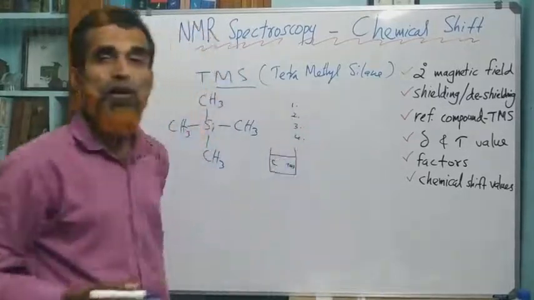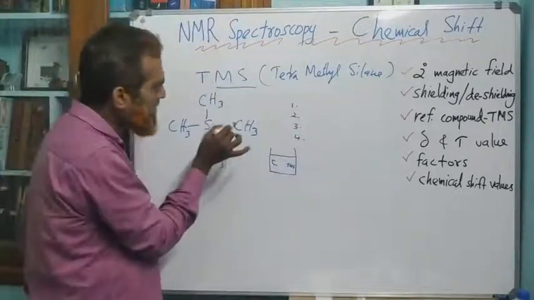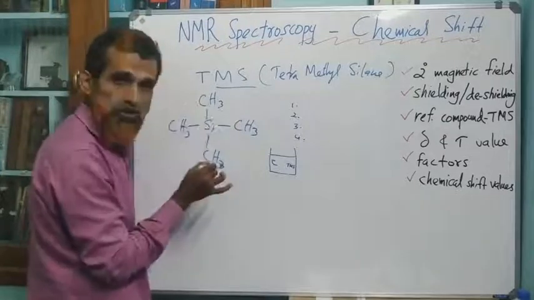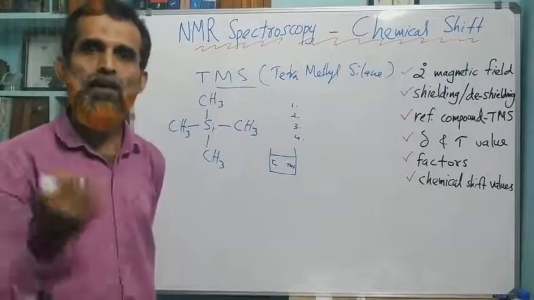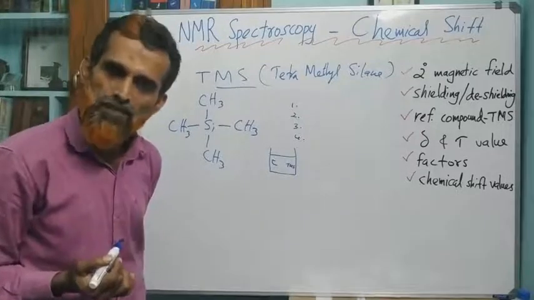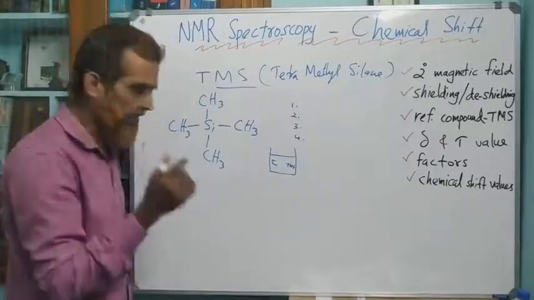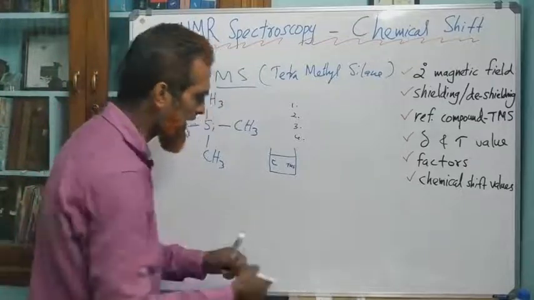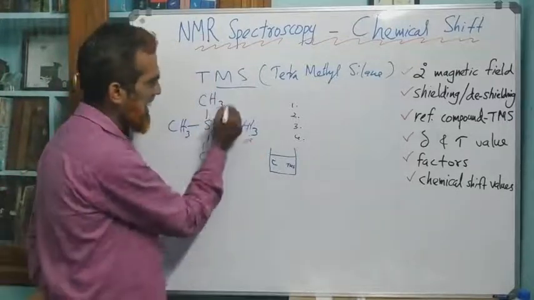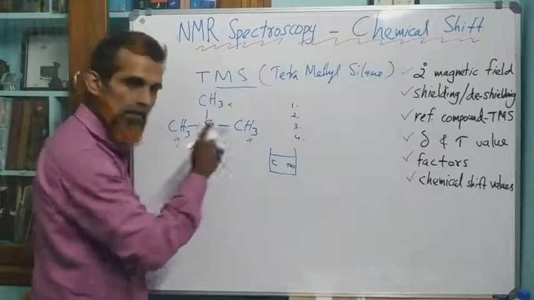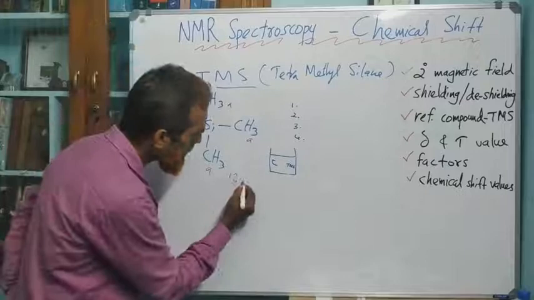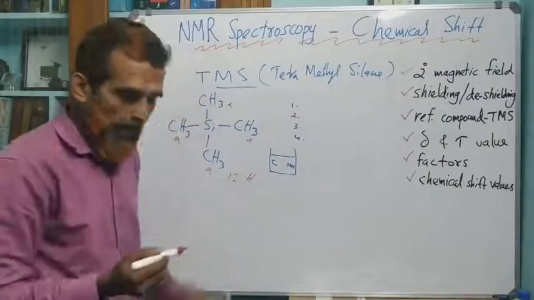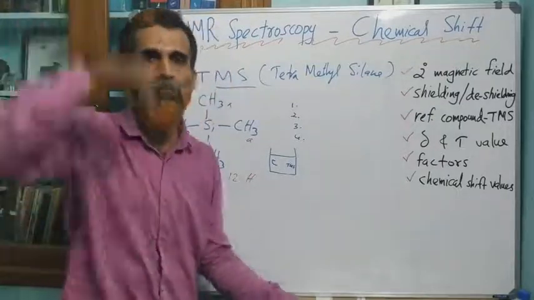Another very important point is that TMS has 12 protons which are chemically equivalent, correct? How many signals will be given by TMS in the NMR spectrum? Only one, because all of these are identical. If this is labeled as A, these all have the same chemical environment. So there are 12 protons, and that will give a very intense peak.